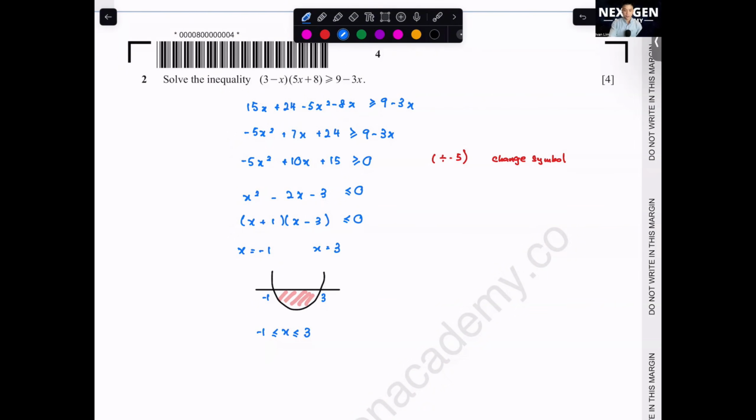When to change the sign again? When you multiply or divide by a negative value. You see, I divided by negative 5, so that's why I need to change the symbol. As long as you multiply or divide by a negative. Is it necessary to draw the graph? No, no need. I drew it so that all of you are clear what I am doing.